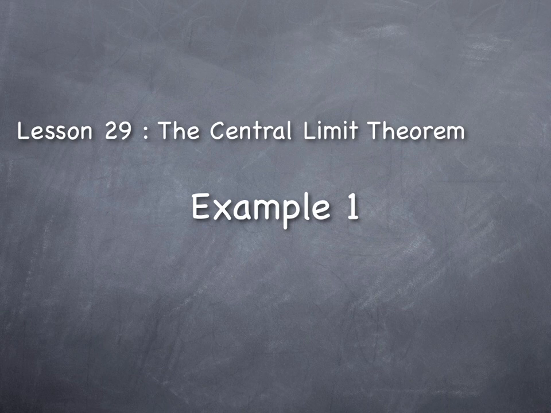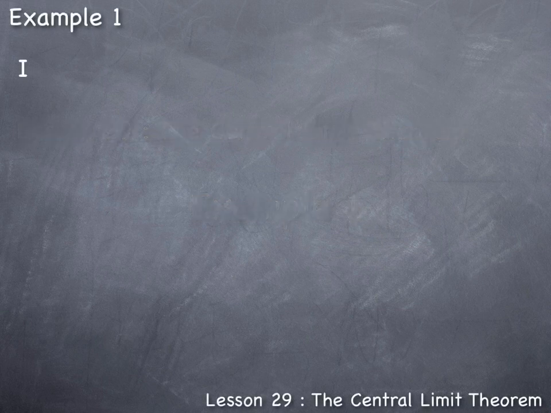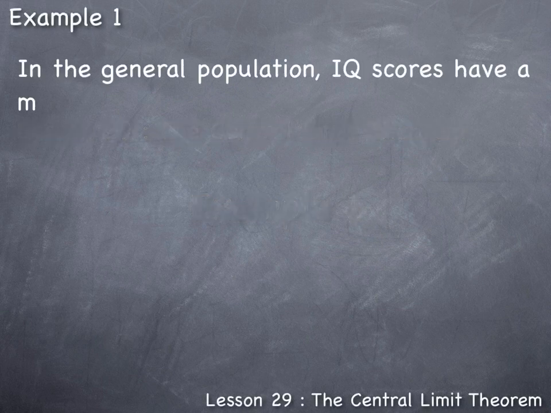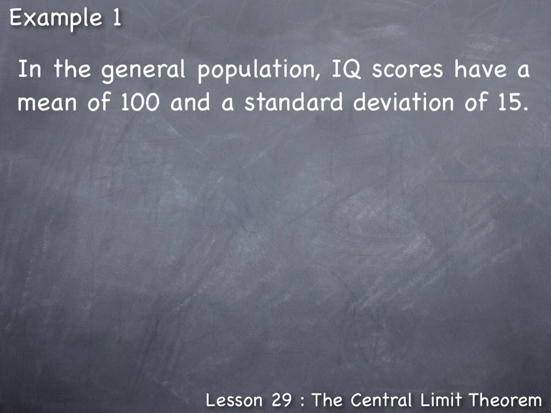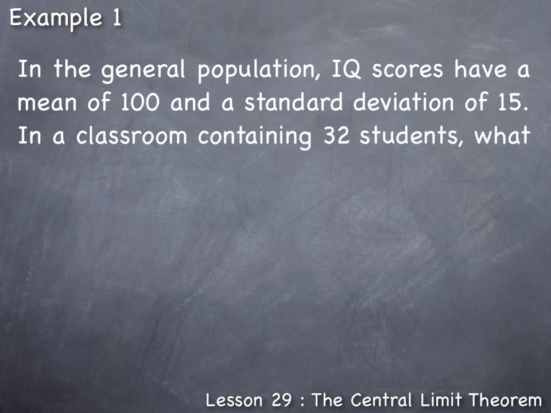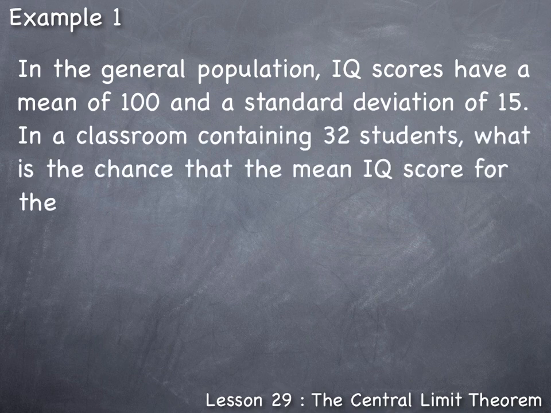Lesson 29, the Central Limit Theorem. Example 1. In the general population, IQ scores have a mean of 100 and a standard deviation of 15. In a classroom containing 32 students, what is the chance that the mean IQ score for these students is over 101?